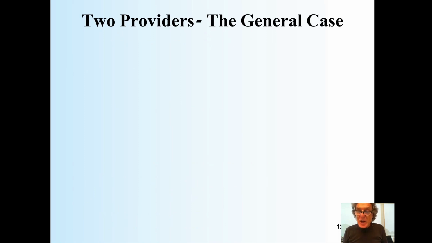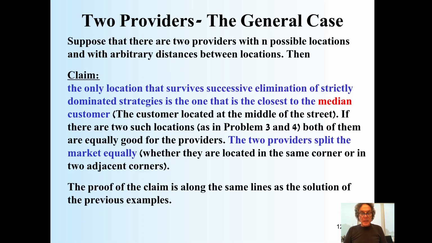Two providers, the general case. Suppose there are two providers with n possible locations and with arbitrary distances between locations. So they are not equally distanced from each other. It can be crazy. I may have 100 locations. Two providers only. Two companies that compete on basically the same product with different features, if you like. So the distance means how close I am to one feature than to the other feature, meaning if I prefer that feature, that company over the other company.